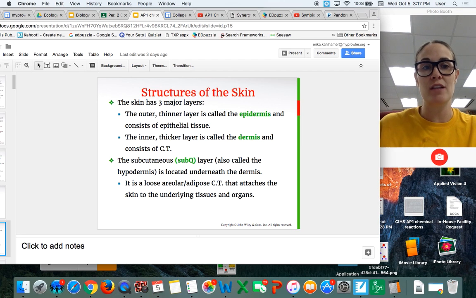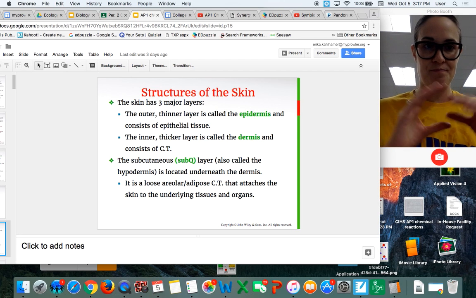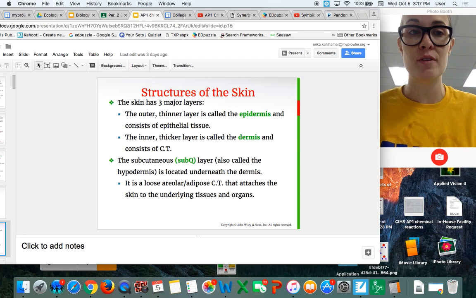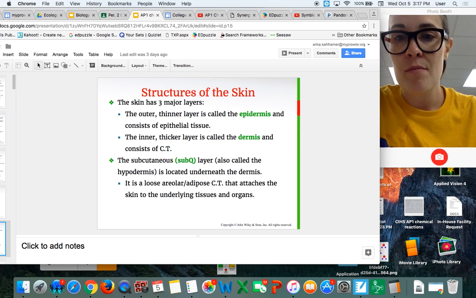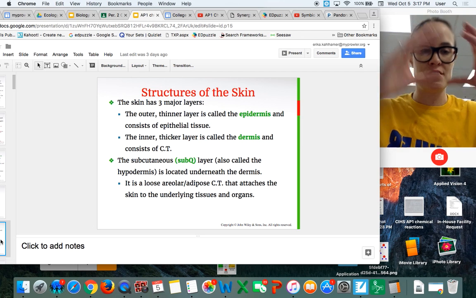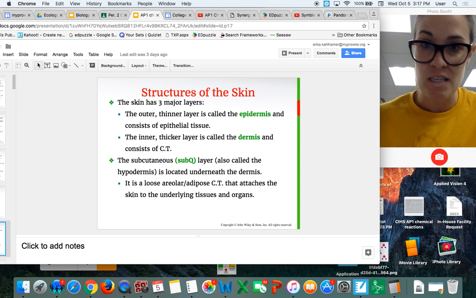So the major layers: on the outside we have the epidermis. Epithelial tissue makes that up. Beneath it is the dermis, largely made up of connective tissue. And below that is the subq, also called the hypodermis, made up of areolar and adipose tissue that attaches the upper two layers to whatever's underneath it, like muscle.